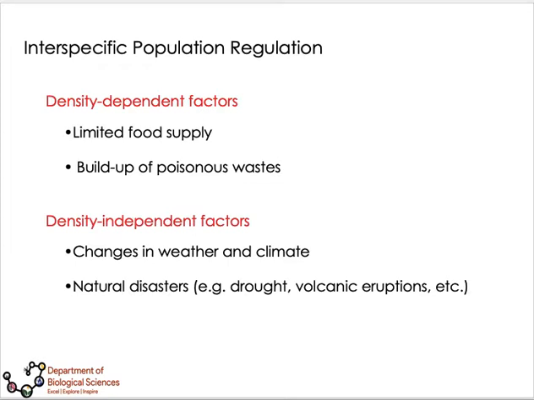Yeah. So, in terms of interspecific population regulation, merong dalawang klaseng factor. You have density-dependent factors and you have density-independent factors. So, ibig sabihin po ng density-dependent factors, these are factors that are looking onto the number of individuals in a population in a particular area. So that includes limited food supply and of course buildup of poisonous wastes or even pollution, for example, sa human and other organisms. Okay? So they tend to compete because of the density of the number of individuals in a population, they tend to compete for the resources.